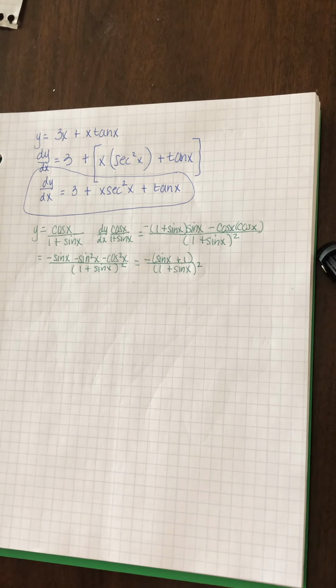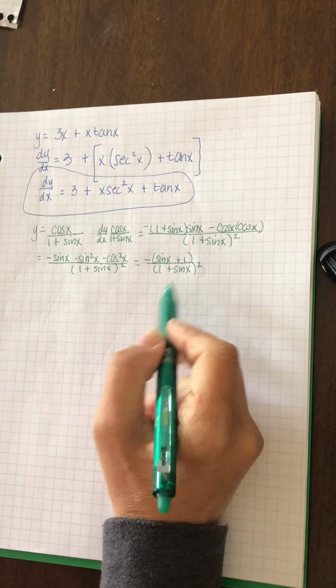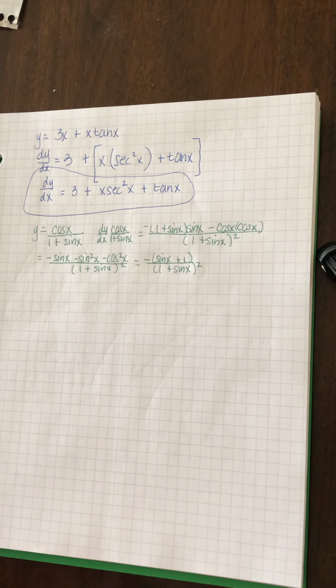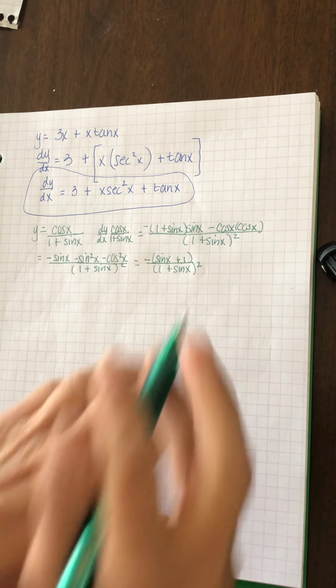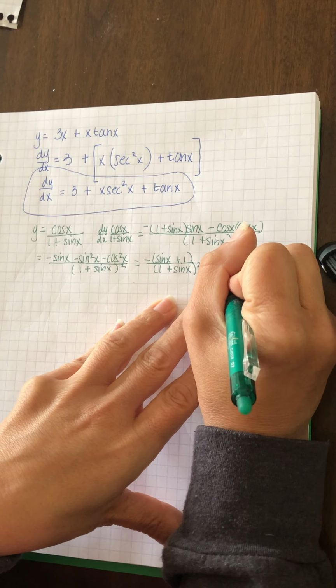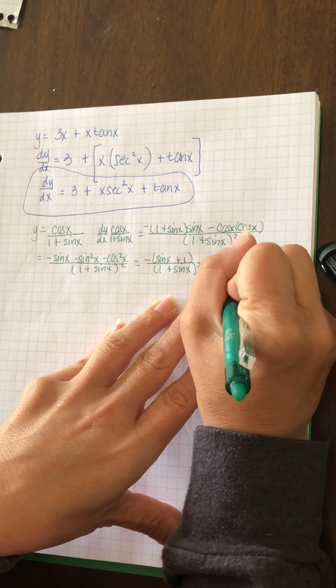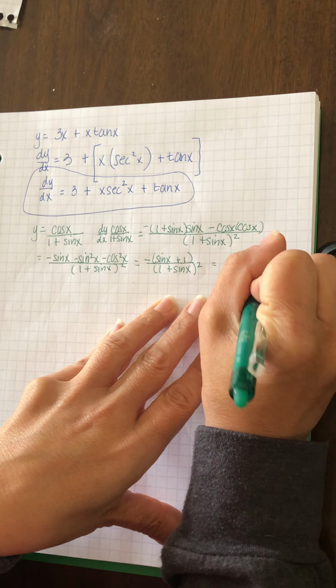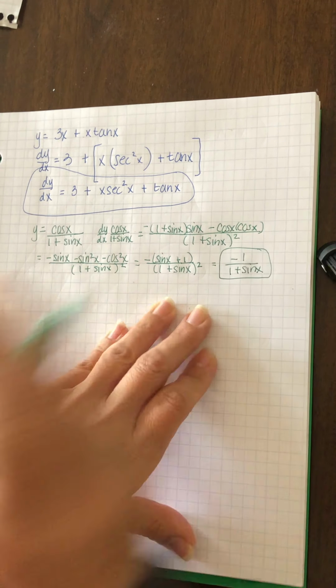Okay, so now you can reduce this. So sine x plus 1 reduces with 1 of the 1 plus sine x quantity squared, and you get negative 1 over 1 plus sine x. Okay?